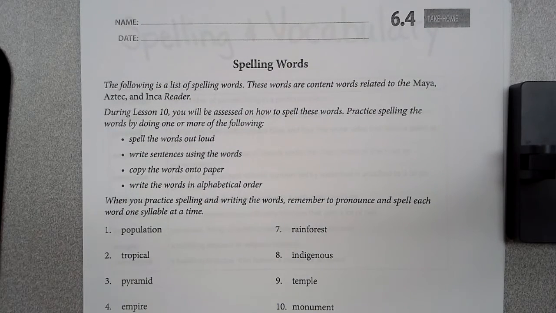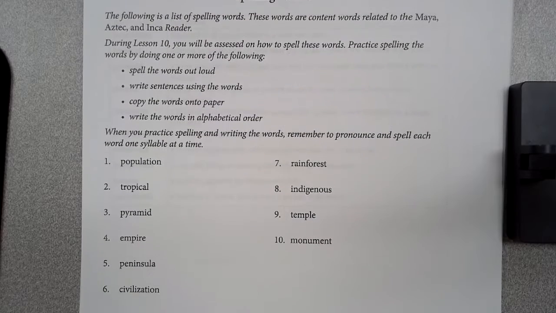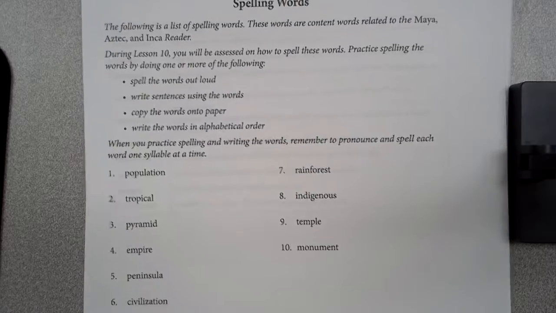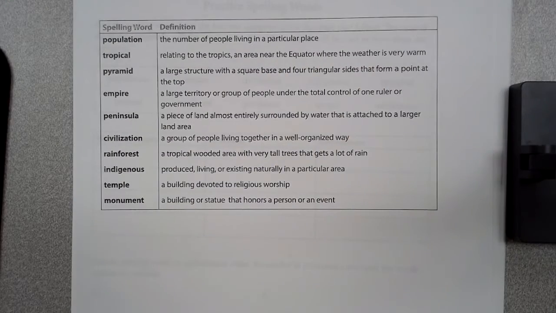Now, here's another thing I'm going to do. Spelling words. The following is a list of spelling words. These words are content words related to the Maya, Aztec, and Inca readers. During lesson 10, you will be assessed on the spelling of these words. Practice spelling the words by doing one or more of the following. Spell the words out loud, write sentences using the words, copy the words on paper, write the words in alphabetical order. When you practice spelling and writing these words, remember how to pronounce and spell each of the words. So, here are the spelling words.